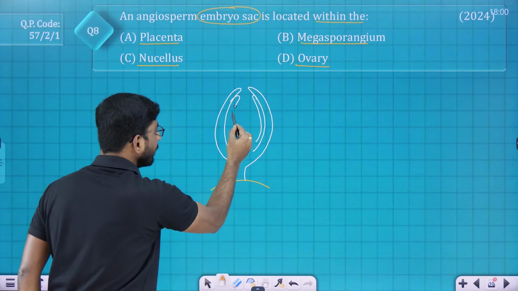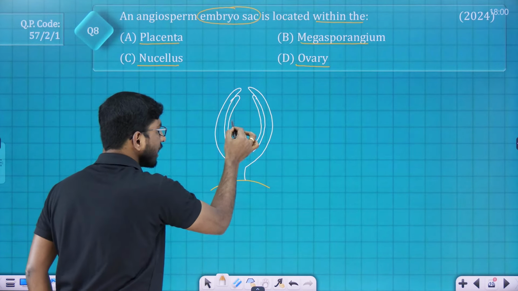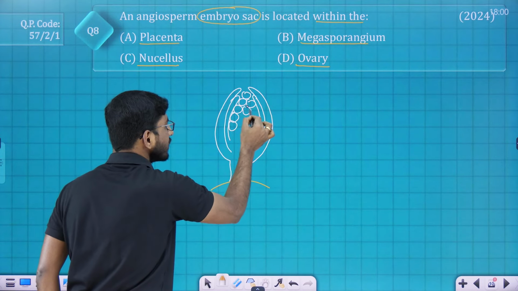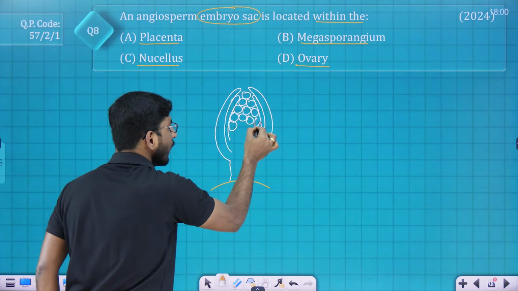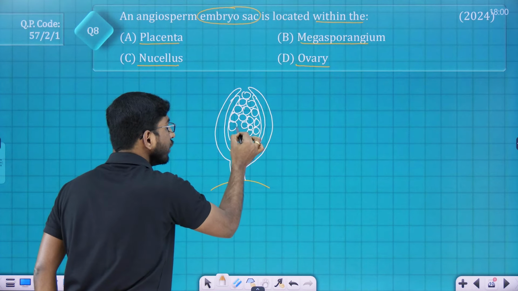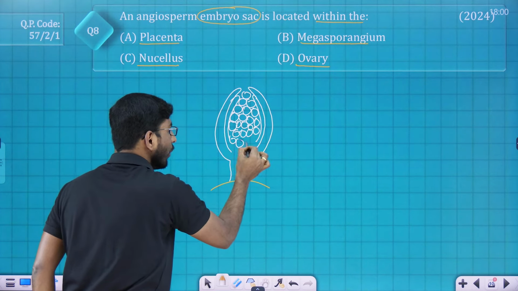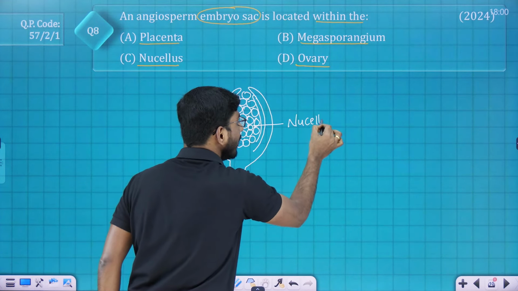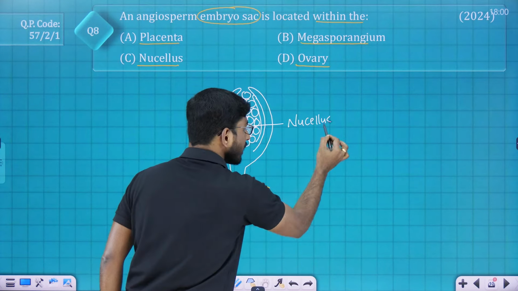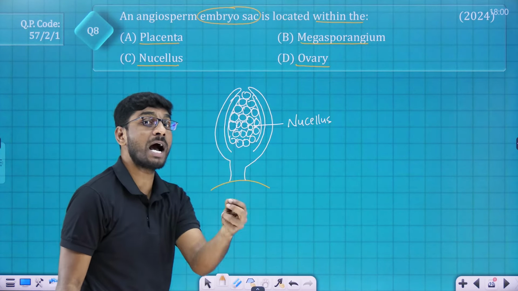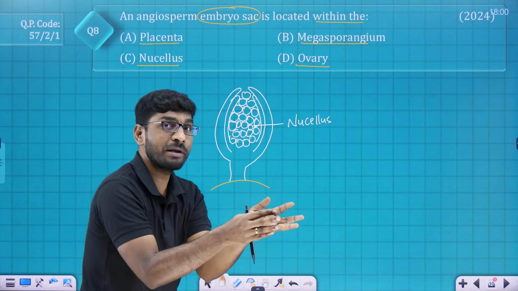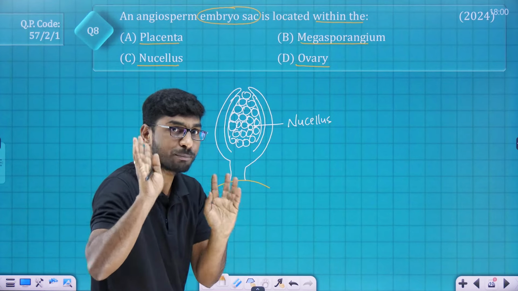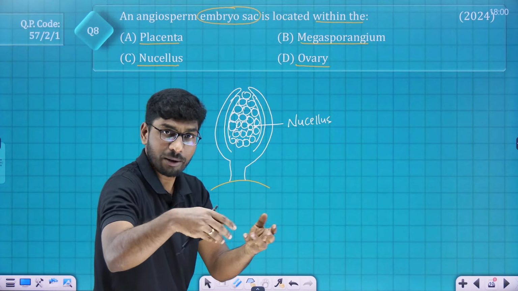So what is the diploid tissue present in the whole megasporangium? This diploid tissue is called the nucellus. This entire diploid tissue we call what? Nucellus. One of the nucellar cells matures to form the megaspore mother cell. That megaspore mother cell undergoes meiosis division to form what? Megaspore or embryo sac.